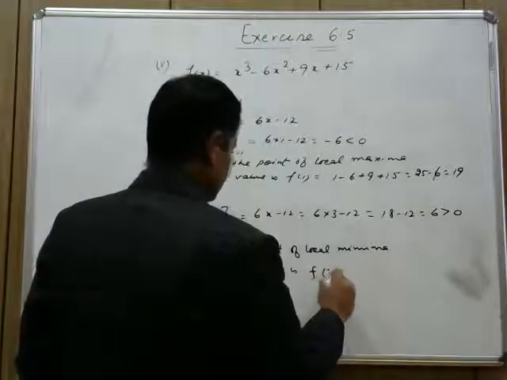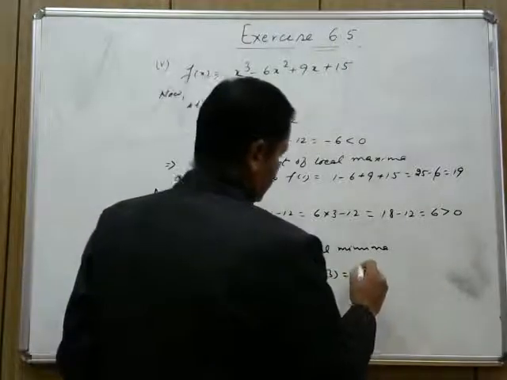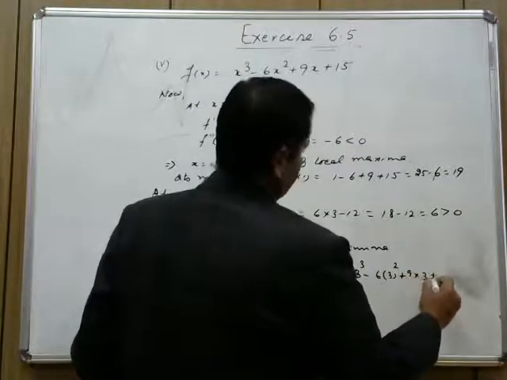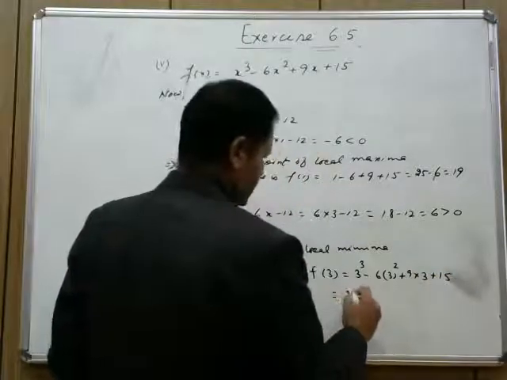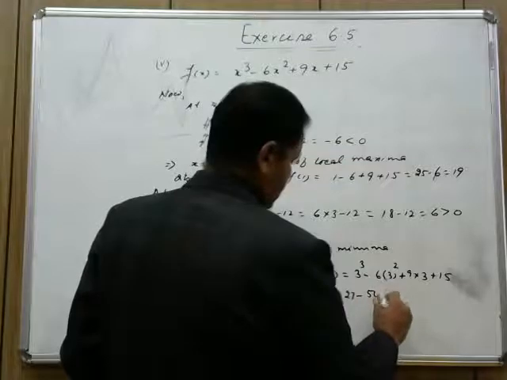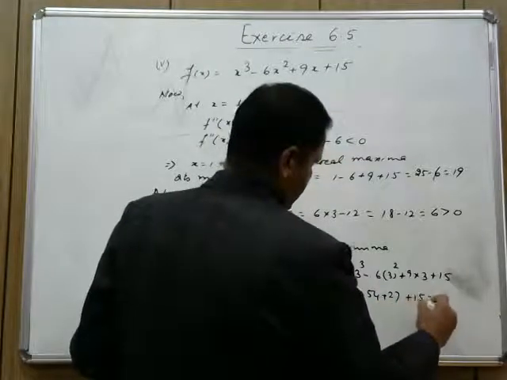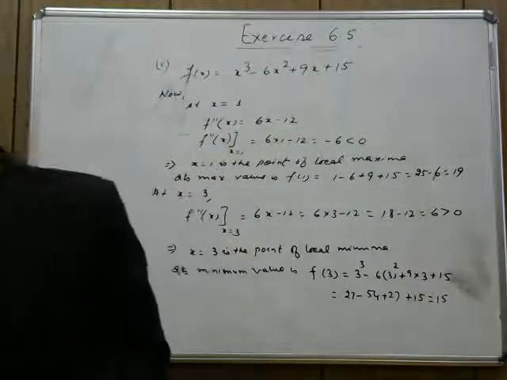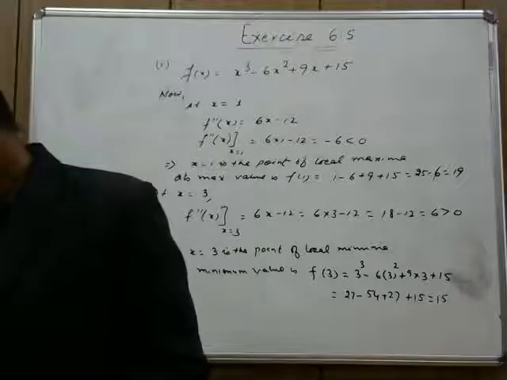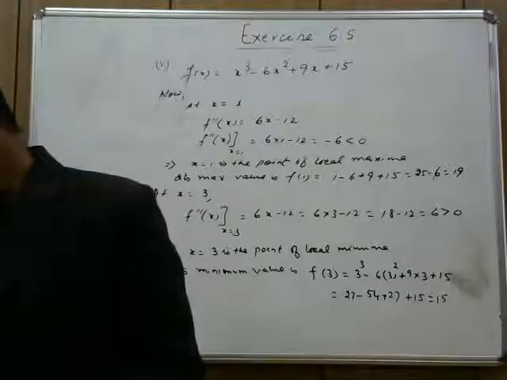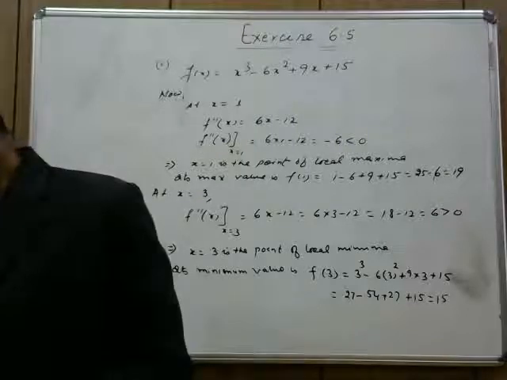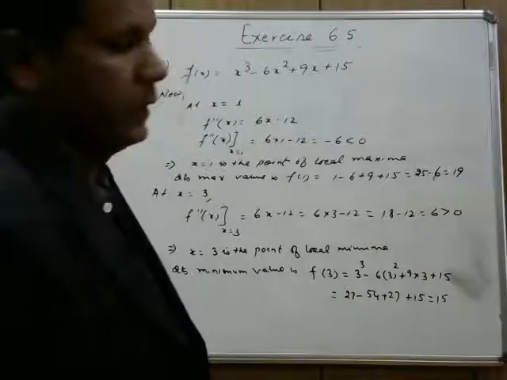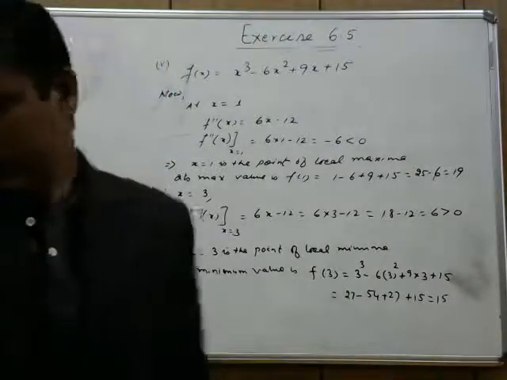f of 3, and that is equal to 3 cube minus 6 into 3 square plus 9 into 3 plus 15. That is 27 minus 54 plus 27 plus 15, and that is equal to 15. That means its minimum value is 15 at x is equal to 3, and the maximum value is 19, which occurs at x is equal to 1. Right? This was the fifth.